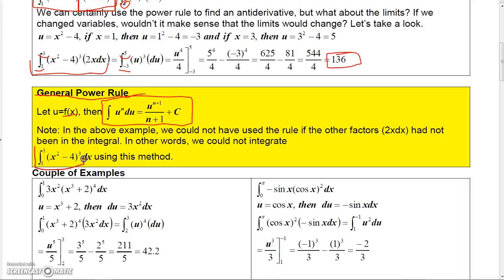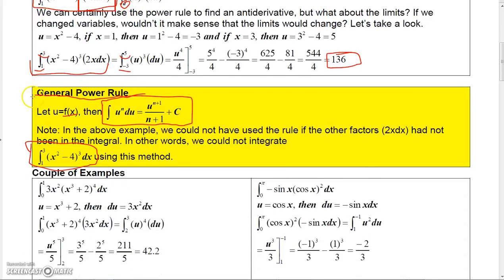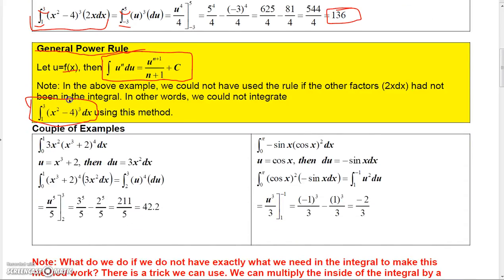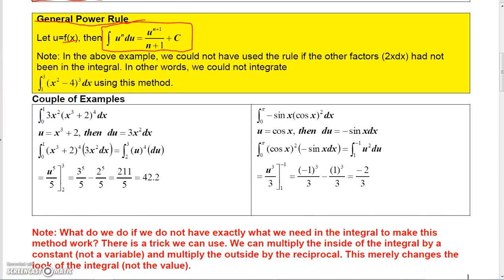If I had just given you this function in that previous example without the 2x in it, this wouldn't be du. So I actually wouldn't be able to use this method if I didn't have the 2x in it. So this only works in certain circumstances. But if you do enough of them, you'll get to where you can recognize where this would be used. Okay, so notice here I have an integral 3x squared times x cubed plus 2 raised to the fourth.